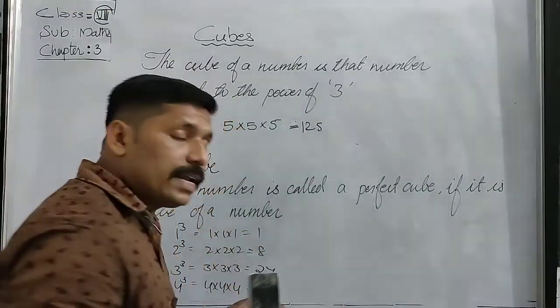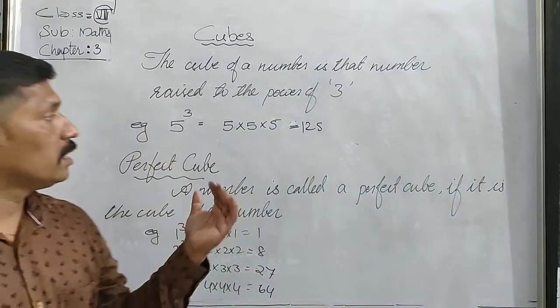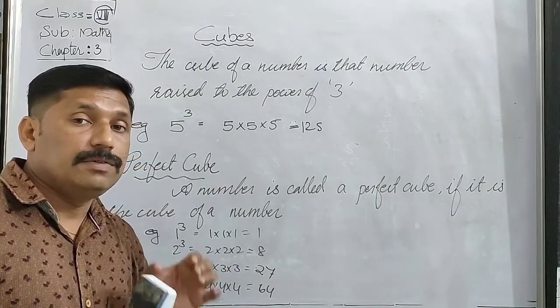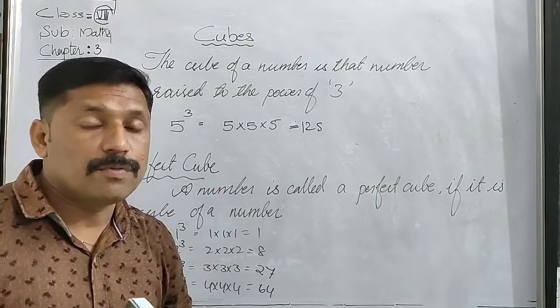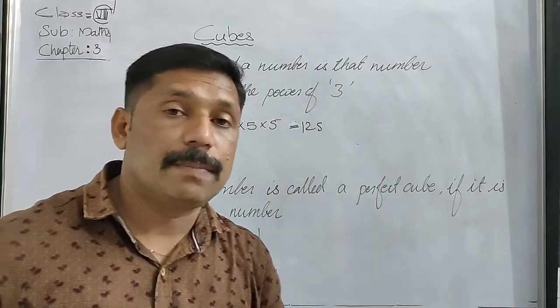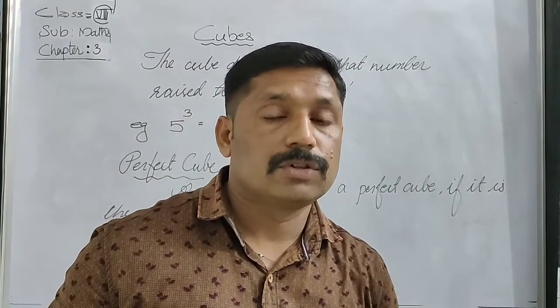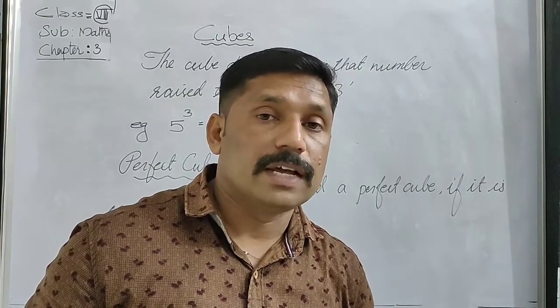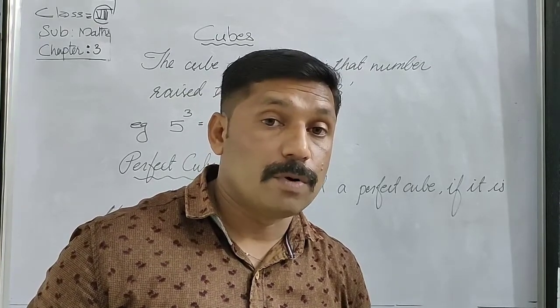So here we can represent the cube root of a number. A cube root we will study afterwards. First of all we study about the cube. So how to find out the cube of a number? In order to find out the cube of a given number, we have to multiply that number 3 times. So if we multiply a number 3 times to itself, then the product is the cube of that number.